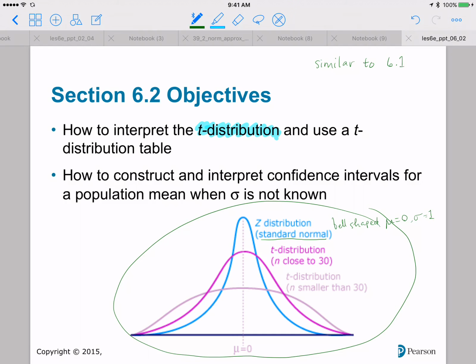Now, a key difference is that with a t-distribution, there isn't just one t-distribution. There are several t-distributions, and they're all based on the number of degrees of freedom. The formula for degrees of freedom, which you write as df, is n minus 1. The idea is that the larger n is, the more degrees of freedom you have, and the closer your t-distribution looks to a normal distribution.